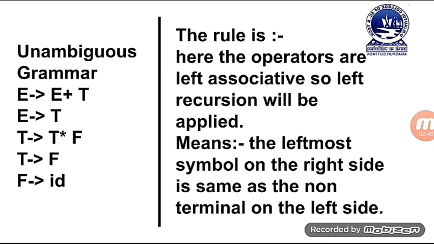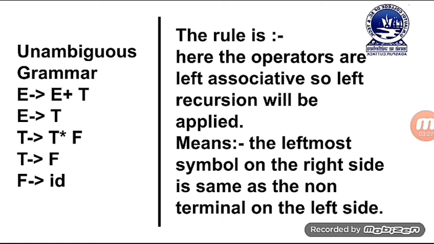Here we have applied the rule of left recursion. Why? Because two operators, plus and multiplication, are used here, and these two operators follow the rule of left associativity. The rule is, if the operators used in the grammar follow left associativity, then left recursion will be implemented. What is the meaning of left recursion? The meaning is very simple: the leftmost symbol on the right side is the same as the non-terminal on the left side.